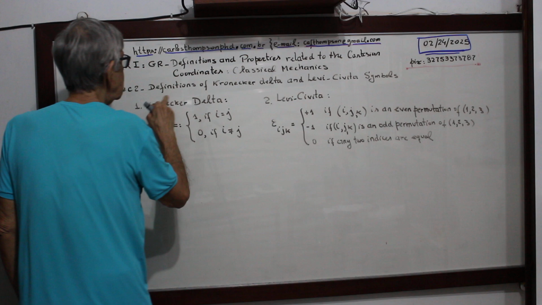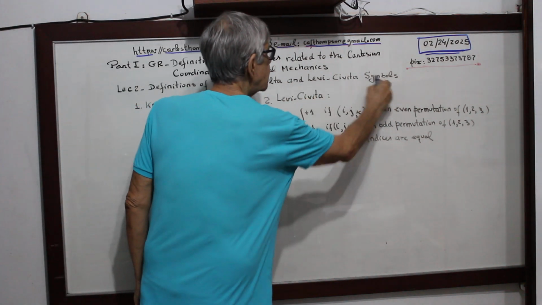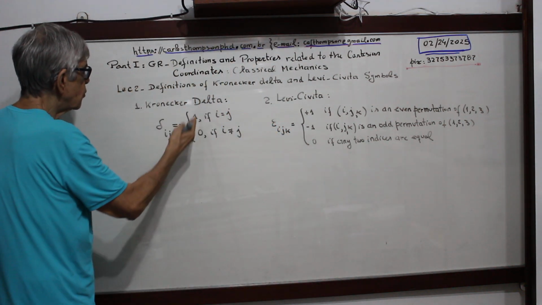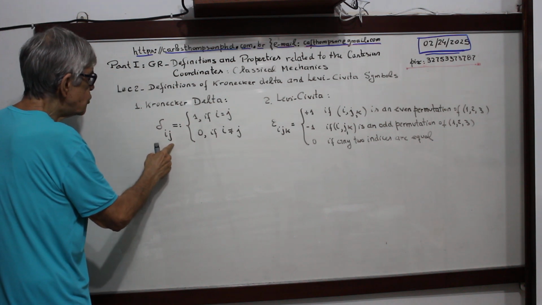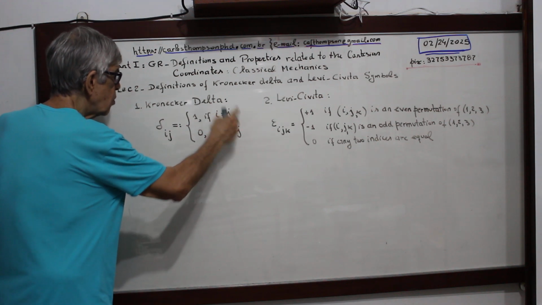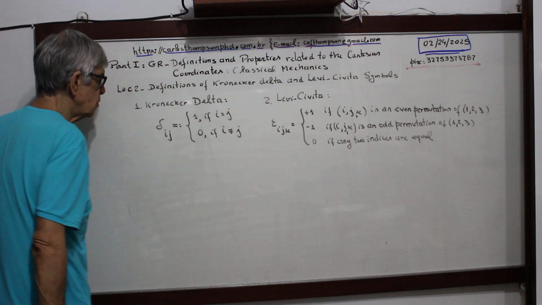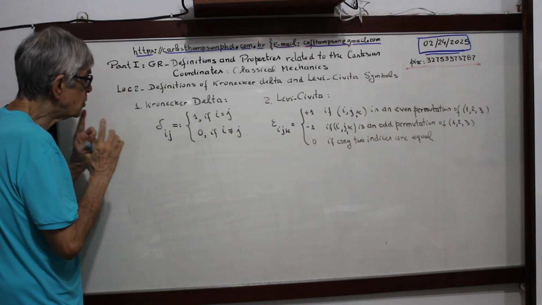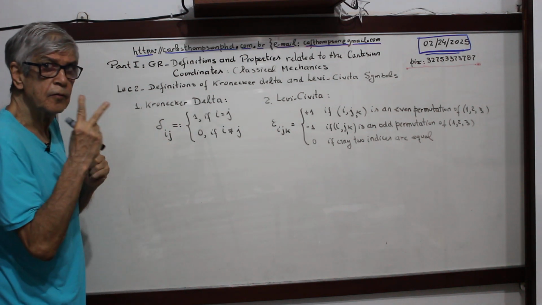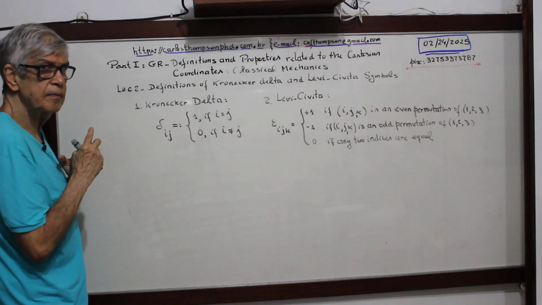Lecture 2, definition of Kronecker delta and Levi-Civita symbols. This is the definition of Kronecker delta. Delta ij is equal to 1 if i is equal to j, and 0 if i is different from j. You see? Attention now, from the previous lecture: two free indices. Okay? It's two free indices.